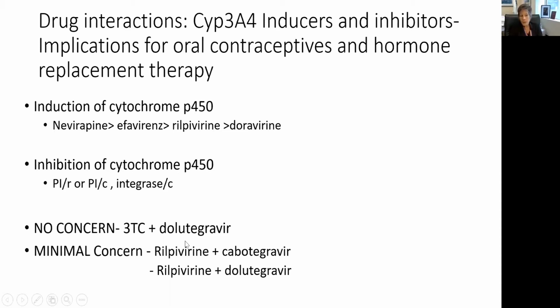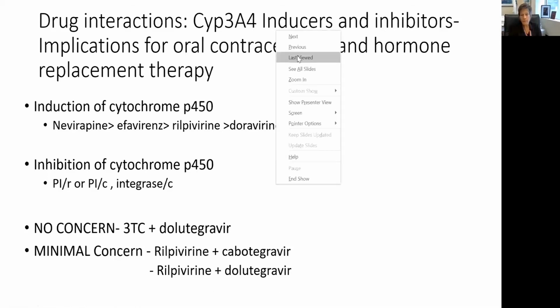3TC with dolutegravir, no concerns, either for induction or for inhibition. So this would be a safe regimen to use with either an oral contraceptive or hormone replacement therapy. And as I alluded to before, with rilpivirine being a minimal inducer, again, there is minimal concern about these 2DR components interfering with that combination therapy.